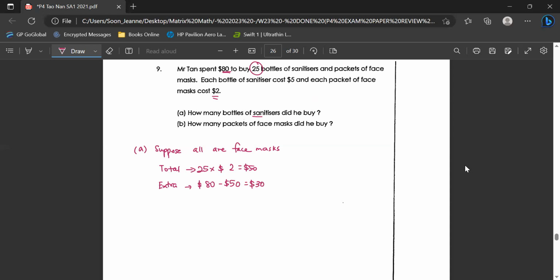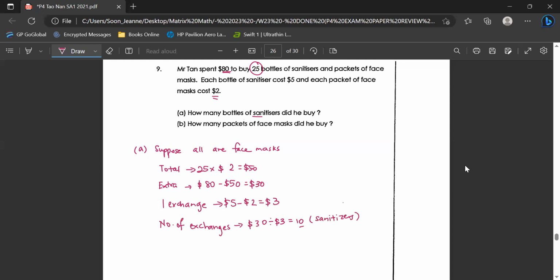So what we're going to do is see one exchange. I'm going to exchange a face mask for a sanitizer. So that means the difference is 5 minus 2, $3, which means that a bottle of sanitizers costs $3 more than a face mask. So if one exchange will give me $3 more, how many exchanges will give me $30 more? So we need to find the number of exchanges by taking 30 divided by 3. 10. The number of exchanges will be the number of sanitizers.